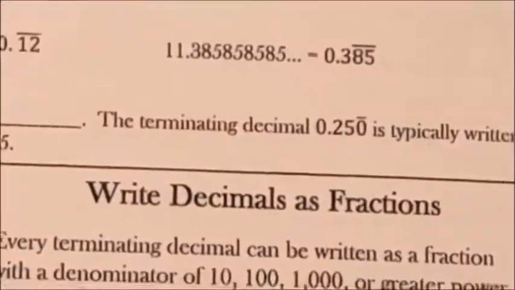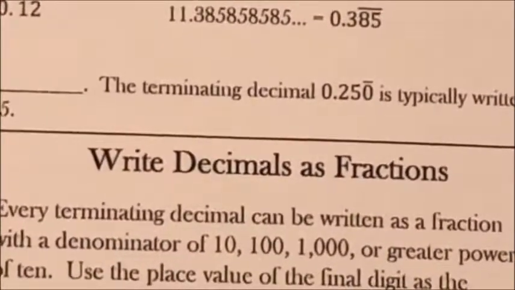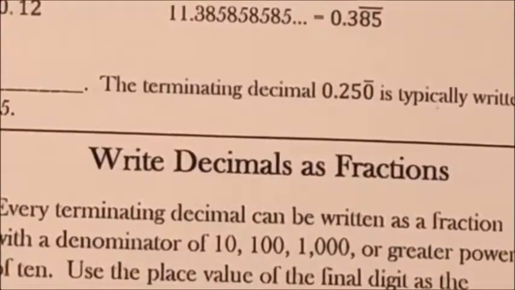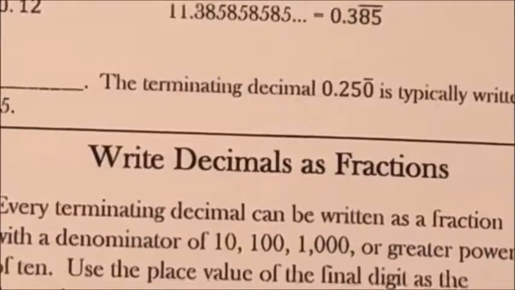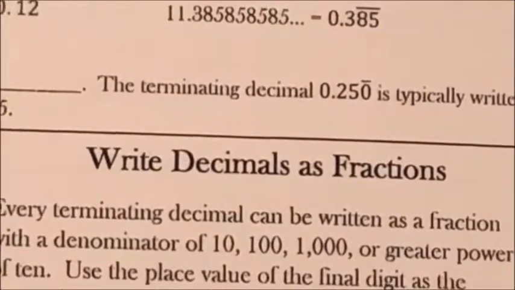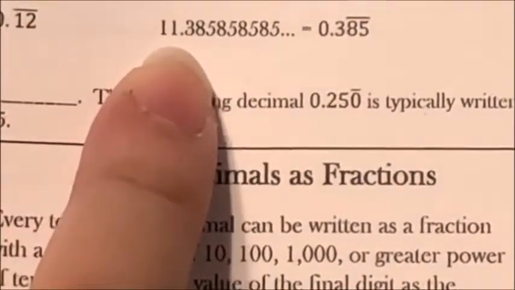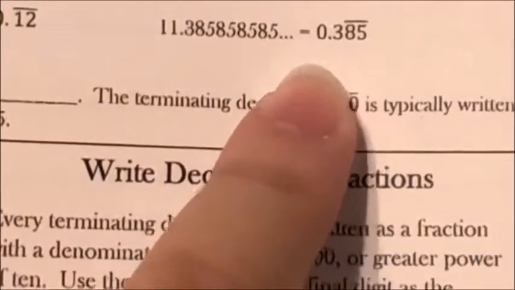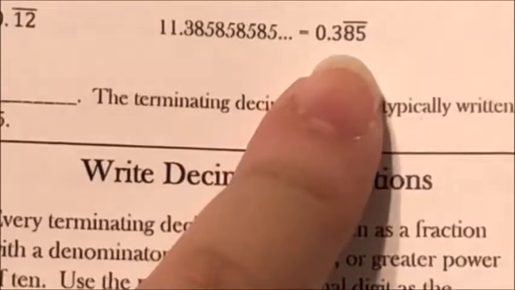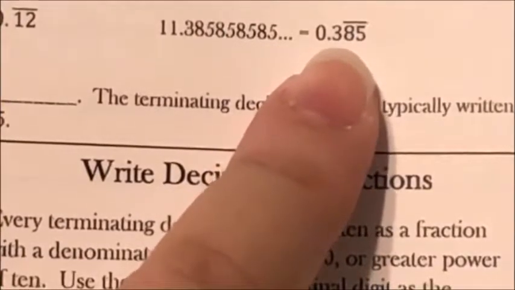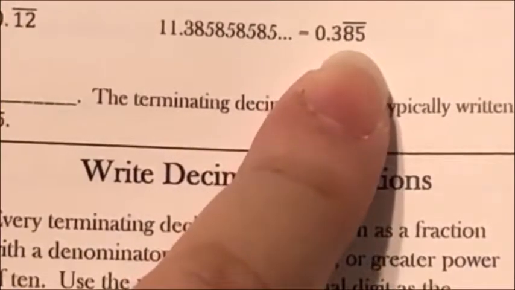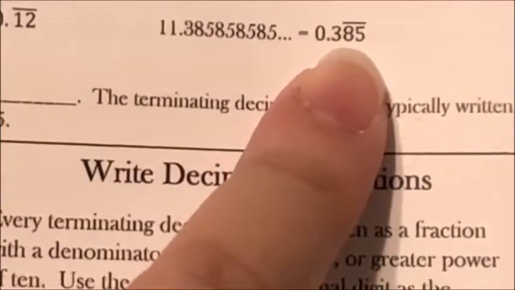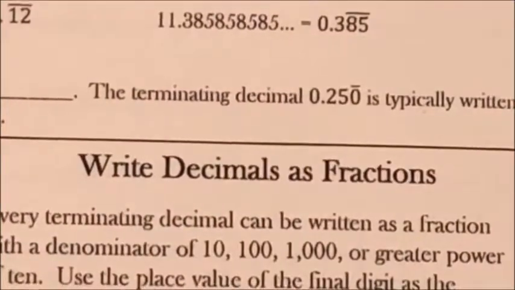I also have 0.385858585 dot dot dot. Okay, so notice here the 3 does not repeat, but the 85 does. So when I write this, I have 0.385. My bar is only over top of the 8 and the 5 because those are the two digits that are repeating.